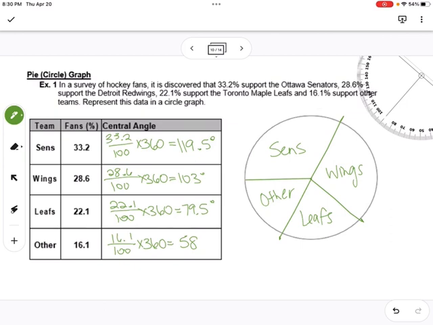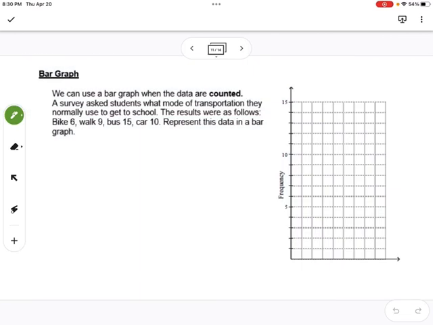Okay, now moving on, we have a bar graph. We can use a bar graph when the data are counted. A survey asked students what mode of transportation they normally use to get to school. The results were as follows: bike 6, walk is 9, bus is 15, car is 10. Represent this data in a bar graph. So with the bar graph, along the bottom, we're going to put all of our modes of transportation, and along the side we see that frequency is already labeled there.